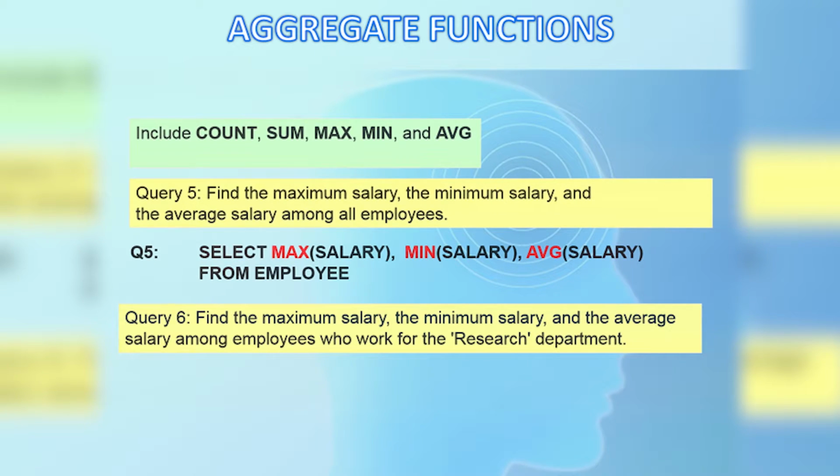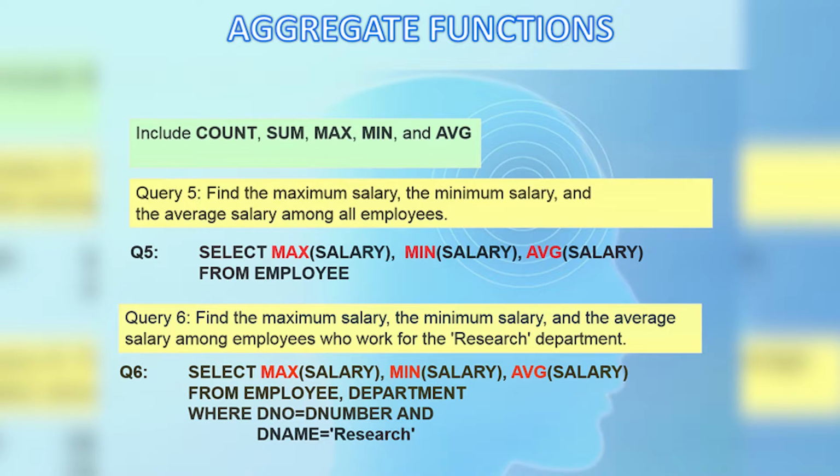Query 6. Find the maximum salary, the minimum salary, and the average salary among employees who work for the research department. Text of query: select max salary, min salary, average salary from employee, department where DNO is equal to D number and D name is equal to research.